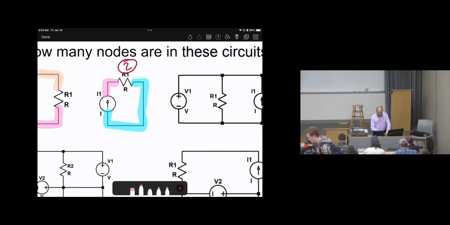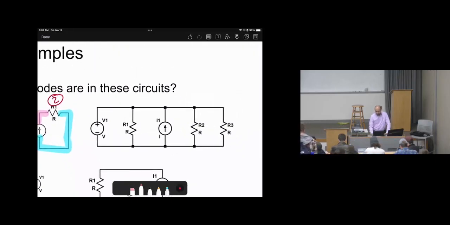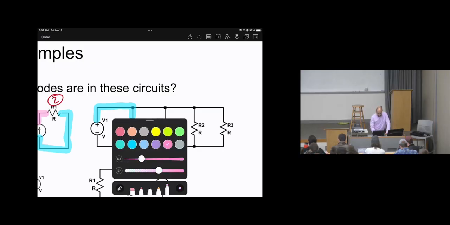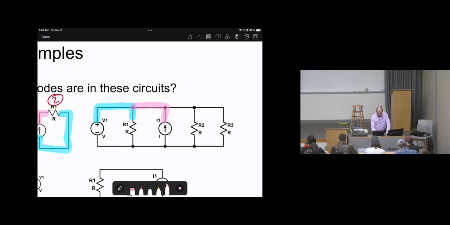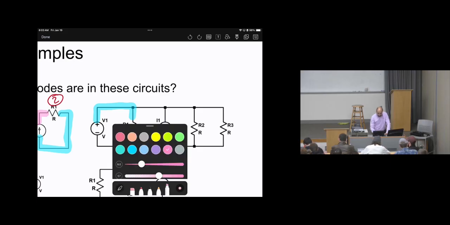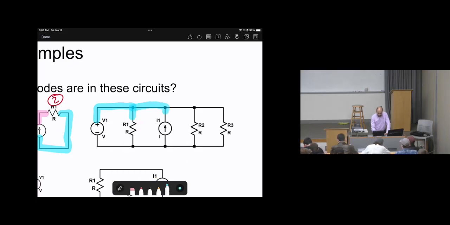Okay. Now this circuit. Let's try to make the connection. So we have V1 and R1 connected here, right? Then we have I1 and R2 connected here. Do we count this as two different nodes or the same node? The same node. Why? Because there are no elements here. If there is no element, they will be counted as the same node. So this will be the same node because there is no element.